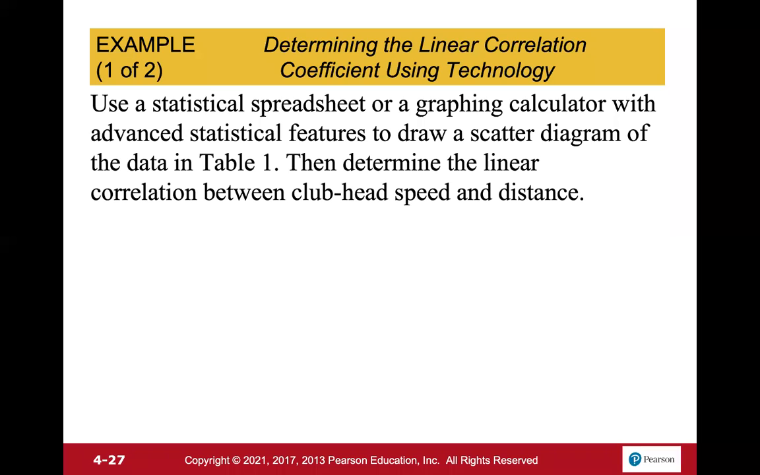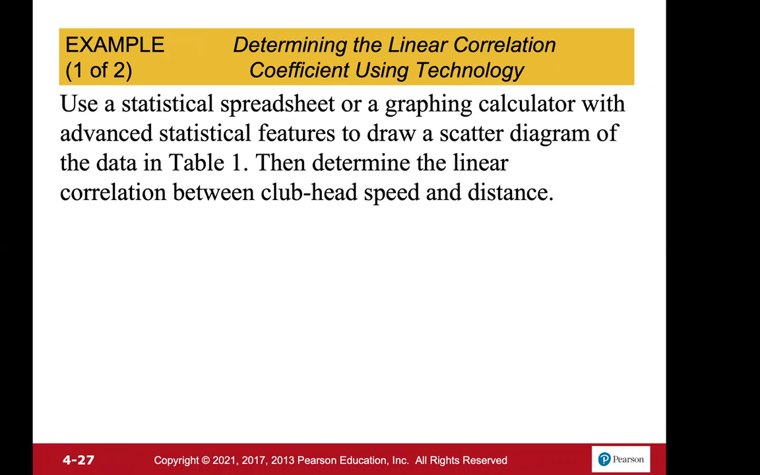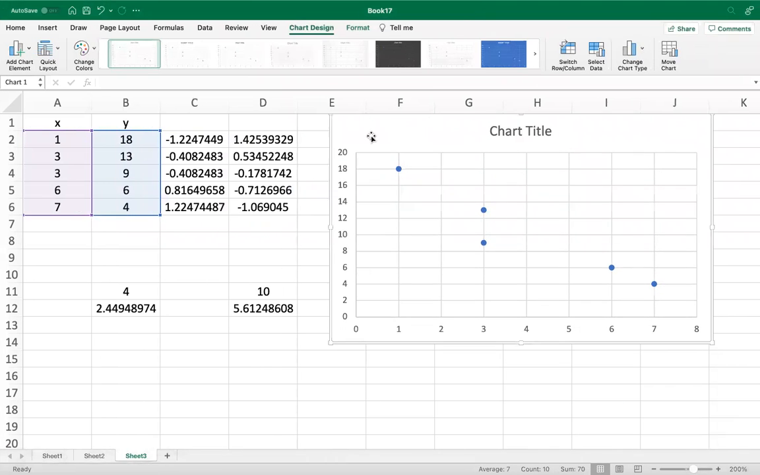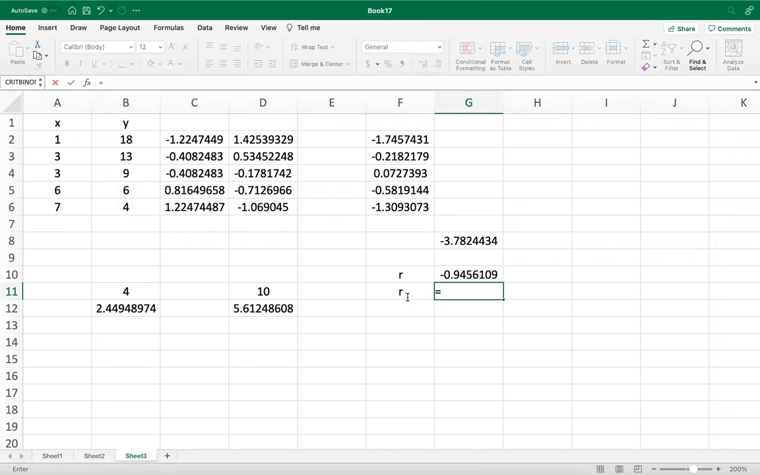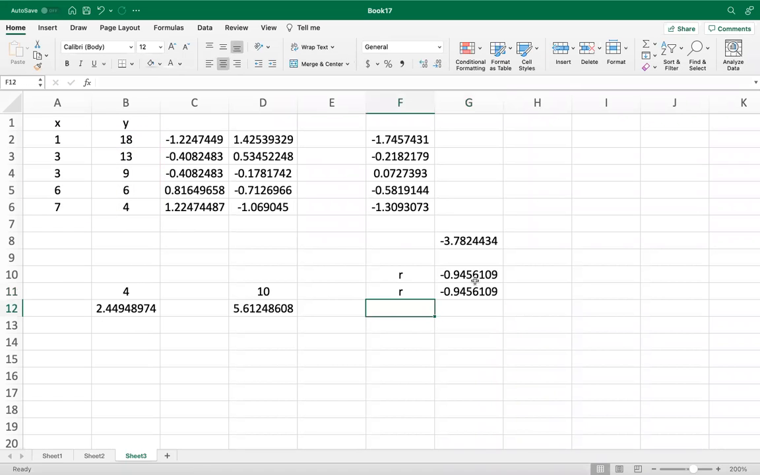So use the statistical spreadsheet or a graphing calculator with advanced statistical features to draw a scatter diagram of the table. Determine the linear correlation between club head speed and distance. All right, so we did that. We graphed it. Wow, such a beautiful graph. But now let's say we don't want to do all of this crazy stuff here, right? So another way that we could find these values is equals CORREL, which is the command for the correlation coefficient. So our explanatory variable here, comma, our response variable here, and hit enter, and it gives us the exact same number. So we don't have to go through all of this crazy computation. All we have to do is type it into Excel, and Excel will do the work for us.